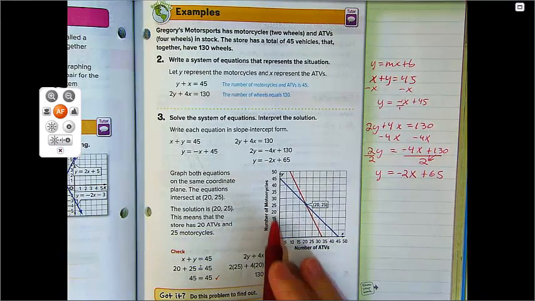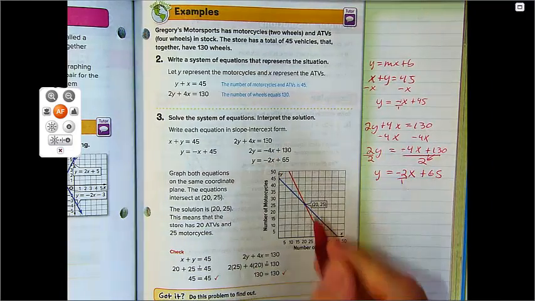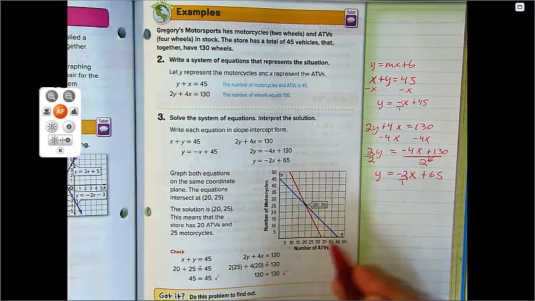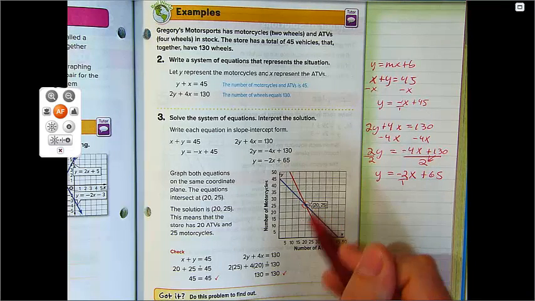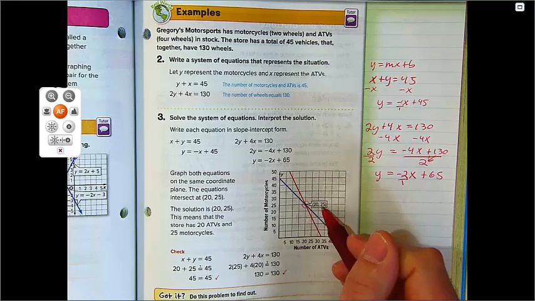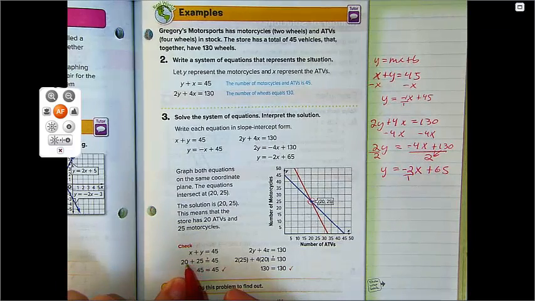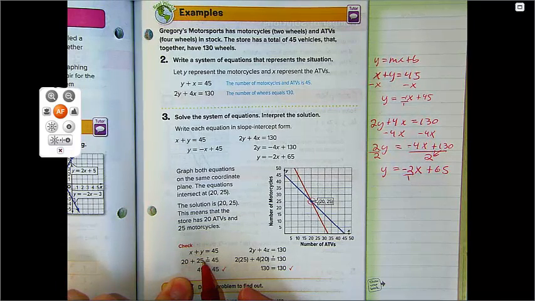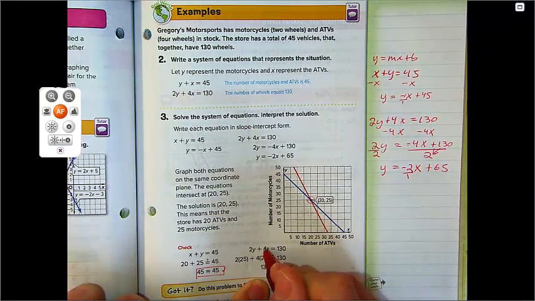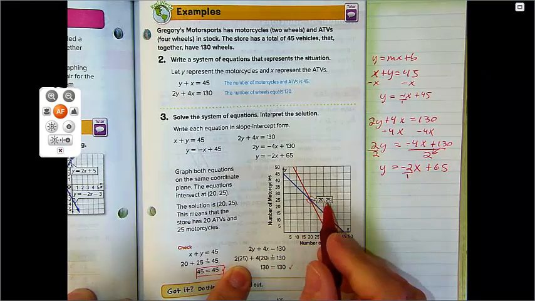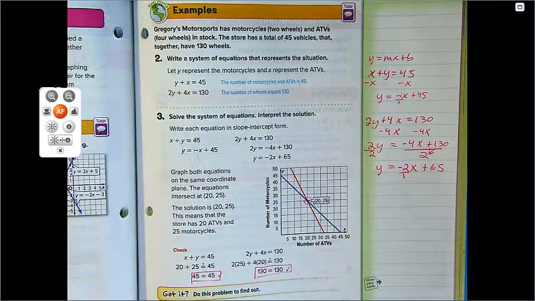So our y-intercept, if we extend the graph up, is going to be at 65, and then it's going down 2 over 1. If you graph that one, which has already been graphed for you as an example, they meet right here at that point. That's an x of 20 and a y of 25. Then to check, we plug 20 in for x and 25 for y into the equations, and if we get a true statement, like we do here, we know our answer is correct.